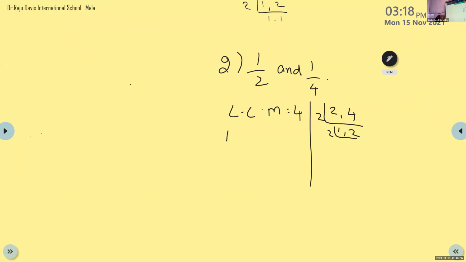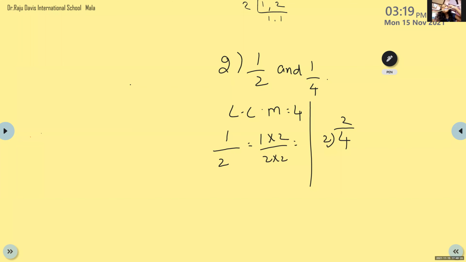When you take the first fraction, 1 by 2, how will you write 1 by 2? 4, you have to divide by 2. You will get it as 2. 1 into 2, 2 divided by 4. What is the next step, Egaraj? 1 by 4.